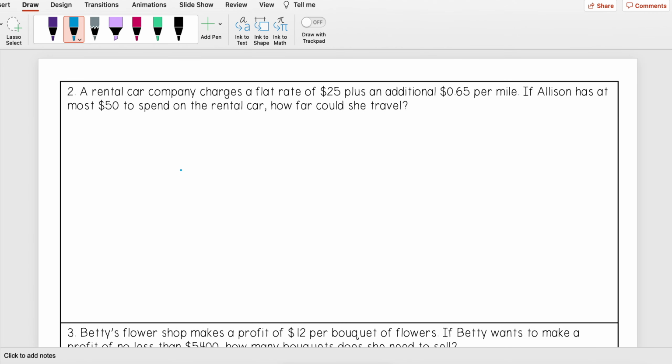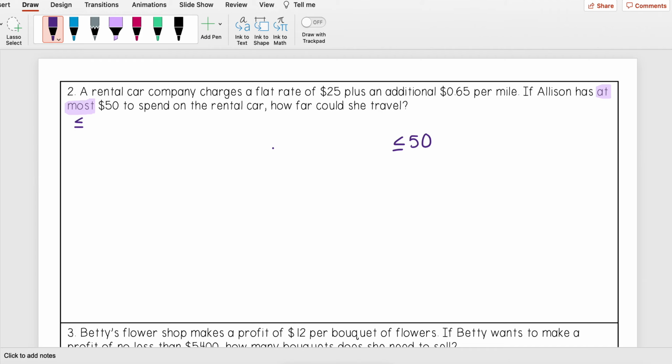Let's look at another one. This one says that a rental car company charges a flat rate of $25 plus an additional 65 cents per mile. If Allison has at most $50 to spend on the rental car, how far could she travel? Okay, so at most, that means it can't be anything more than $50 because Allison only has $50. So the inequality will be less than or equal to. She can spend less than $50, she can spend $50, but she can't spend any more than that. So that means the right side of my inequality is going to be less than or equal to 50.